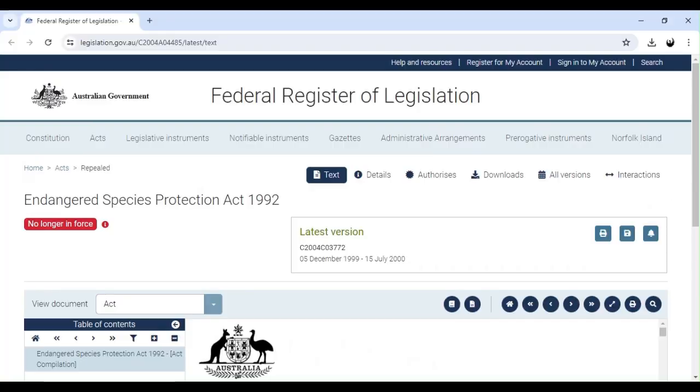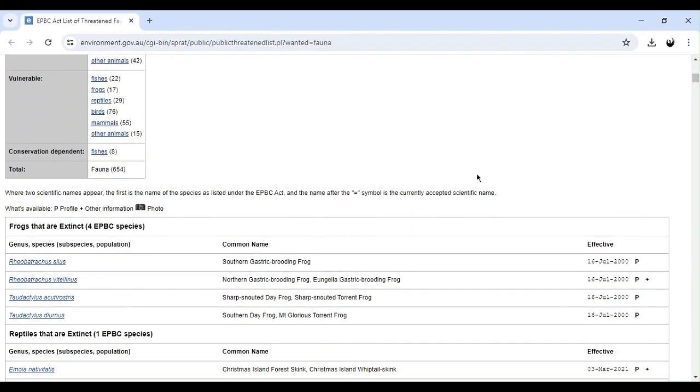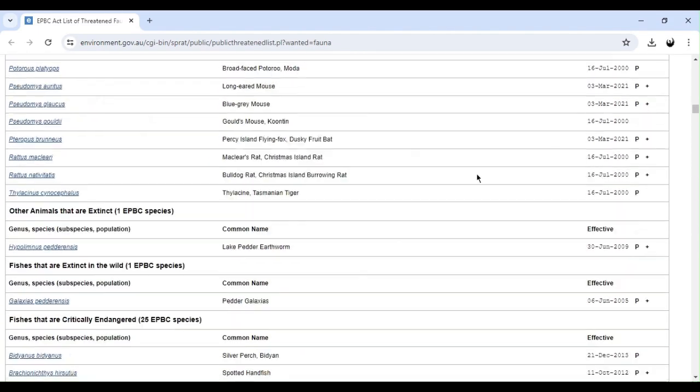This was a first attempt to start to classify and list all of the animals native to Australia that were threatened by extinction. The ESP Act of 1992 was then superseded in the year 2000 by the Commonwealth Environmental Protection and Biodiversity Conservation Act. This refined the process of classifying species that were at threat of extinction, and they used 6 categories that we are familiar with today. They would be extinct, extinct in the wild, critically endangered, endangered, vulnerable, and conservation dependent.